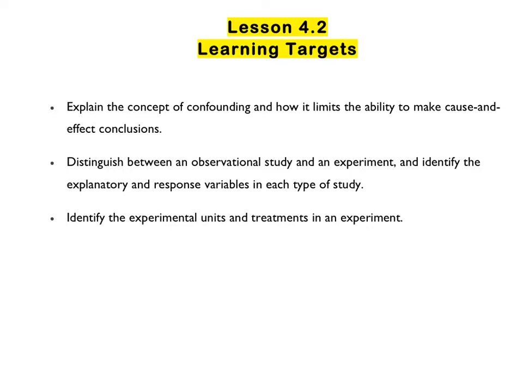Explain the concept of confounding and how it limits the ability to make cause and effect conclusions. Distinguish between an observational study and an experiment, and identify the explanatory and response variables in each type of study. And last of all, for this lesson, identify the experimental units and treatments in an experiment.